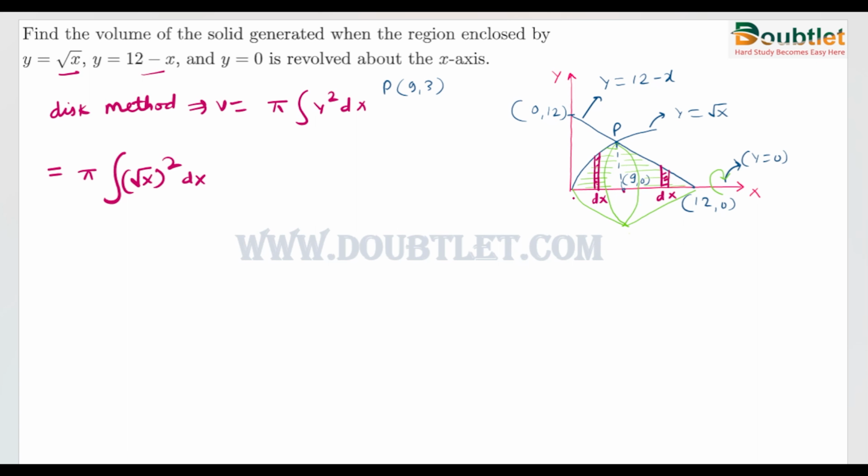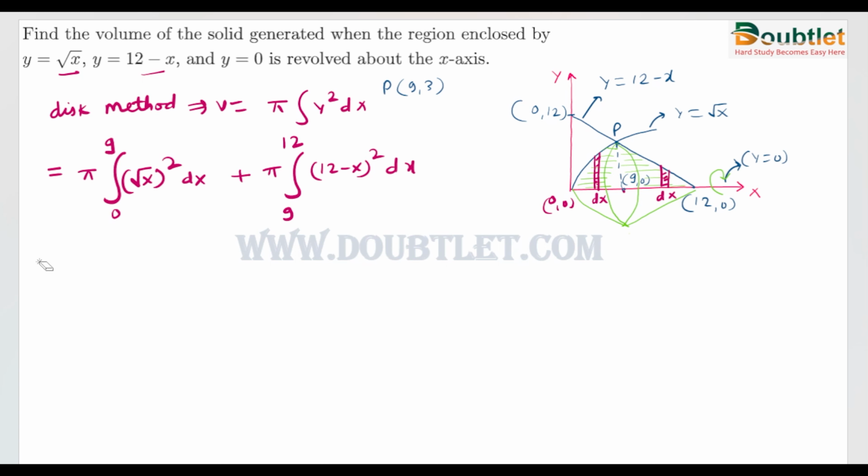Now we will use the limits of x = 0 to x = 9, and then from x = 9 to x = 12. So here x goes from 0 to 9, plus again π∫(12 − x)² dx, with limits from 9 to 12. So it is basically πr²h, where h is the height, because this is the height.